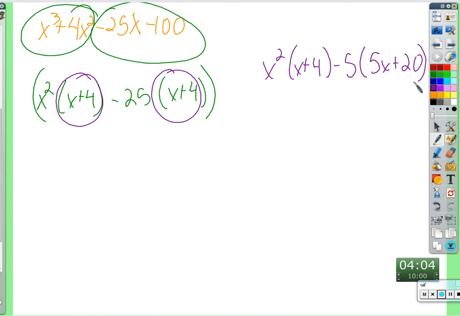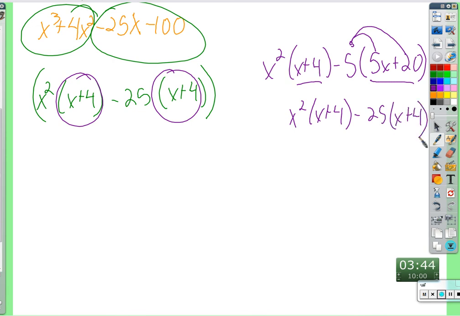These parentheses would have to be identical. They're not. But you could take out another 5. That 5 would multiply by that 5 and give us the same thing as over here. We get x squared times x plus 4 minus 25 times x plus 4. Now you have identical factors.